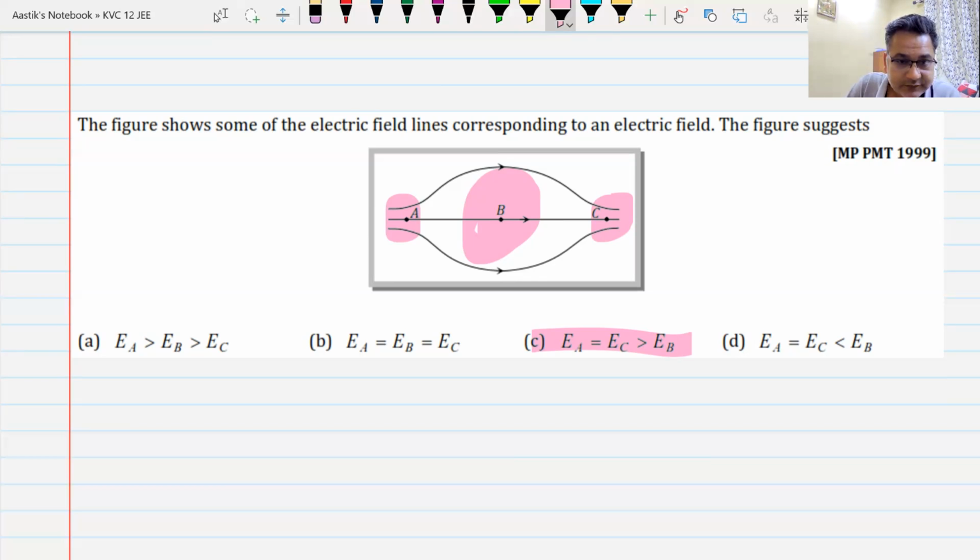So it's option D. Option C, right? You understand this or not? A and C have the same electric field, same in magnitude and direction also, and it has to be greater than B. Yes or no?